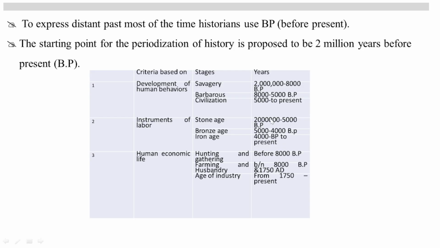Hunting and gathering means from 2 million up to 8,000 years before present. Again, this was also the longest period in the history of mankind.